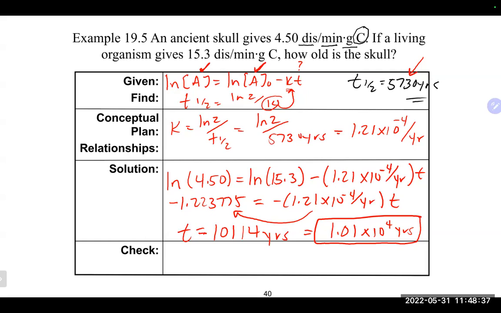So once again, it is the same thing as what we did in kinetics in that first chapter there. Any questions on that one there? All right, so let's try another one here and see what you come up with.